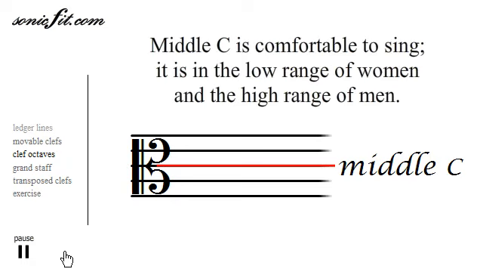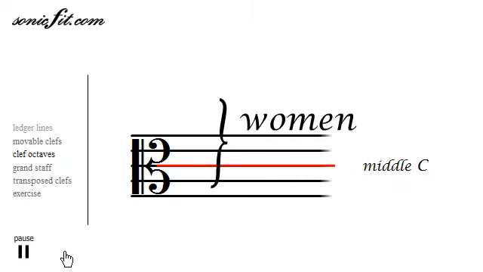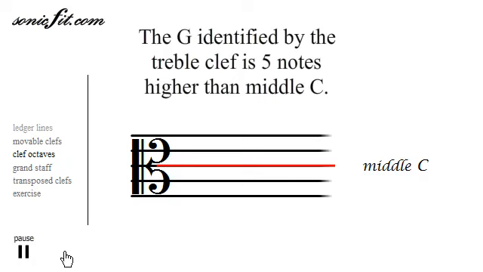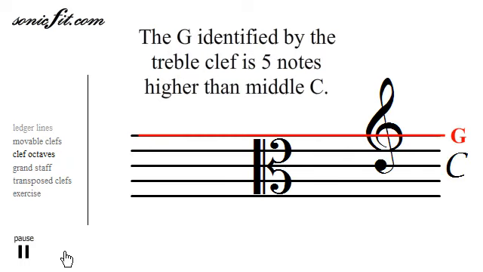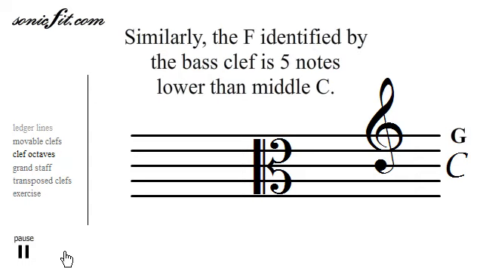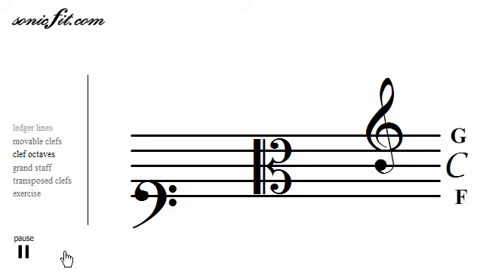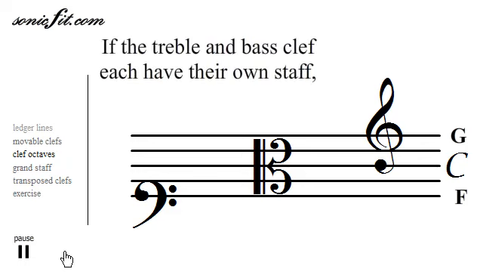Middle C is a note, sounds here. Ta! It's comfortable to sing. It's high in the guy's range, low in the lady's range. The treble clef, the G clef, is higher than that, and it refers to this G, 5 notes higher than C. And it's mostly for the ladies and higher notes. The bass clef, the F clef, ta, refers to that F below C.